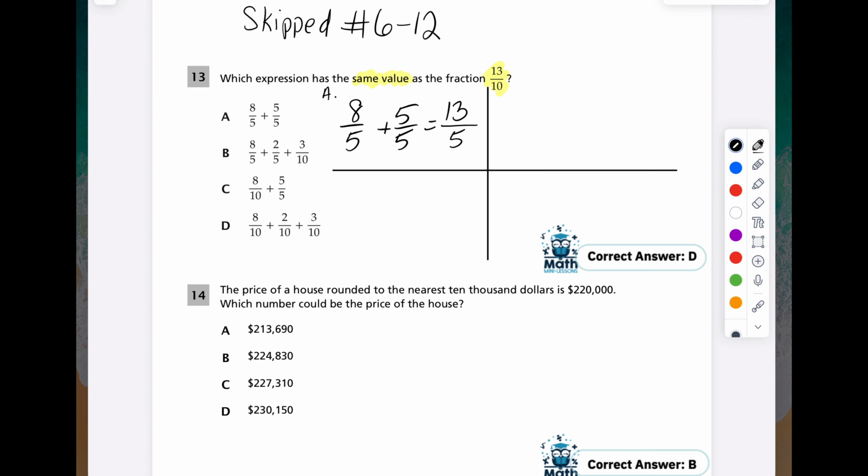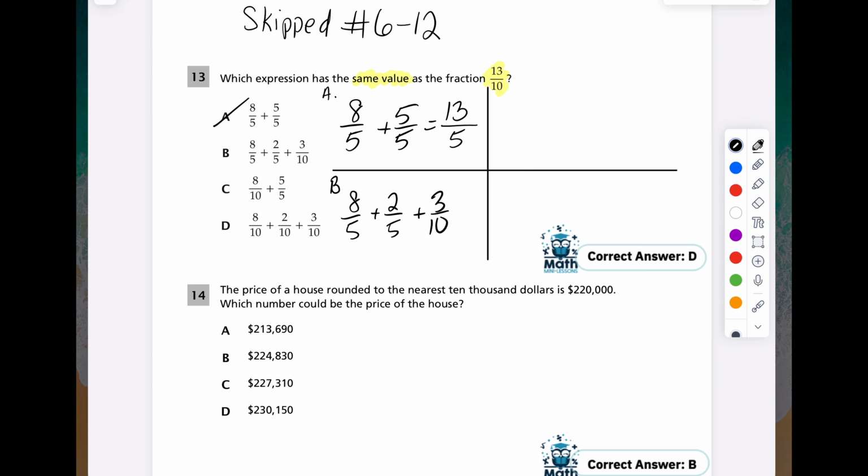So this is where rushing can really go against us, because you're looking for the 13, but the entire fraction has to be the same. So A, these are not equivalent. 13 fifths is not the same as 13 tenths. So we'll go into B, and you'll do the same thing. You'll just add all of them together.